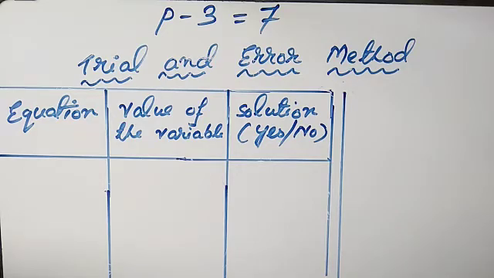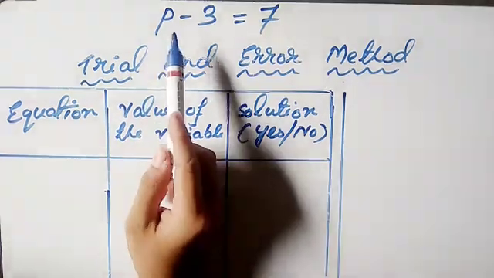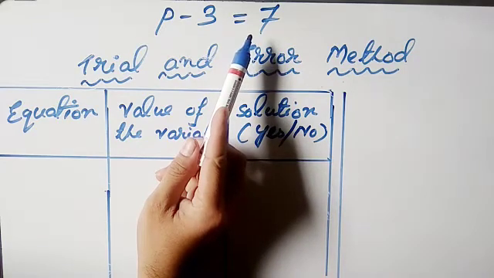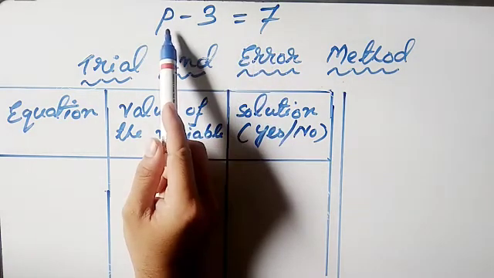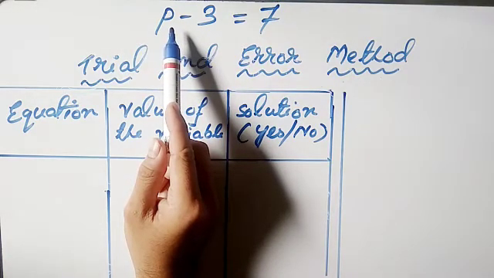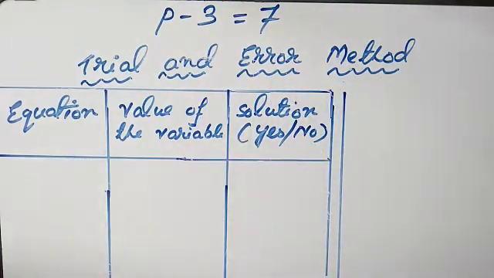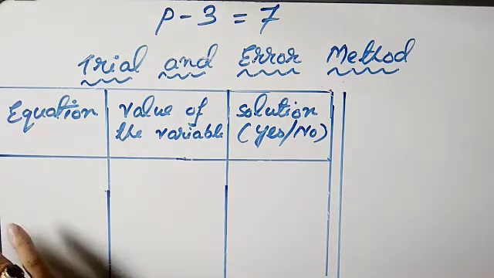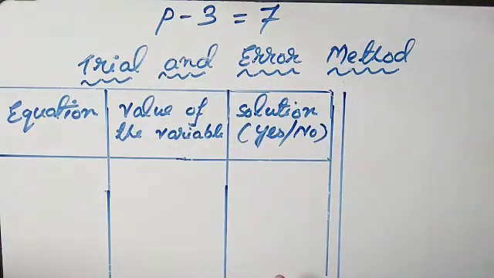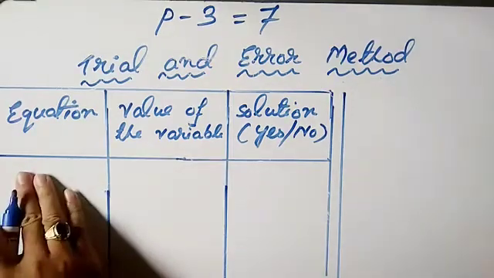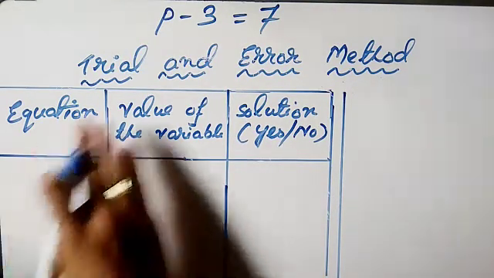Next, student, let us try another one. The given equation is p minus 3 equals 7. So we have to find the value of this variable p that satisfies the equation using the trial and error method. Understand? Do you still remember what is the first thing that we need to do? Yes, of course. The first thing we need to do is draw a table, and we have to divide it into how many columns? Yes, 3 columns.